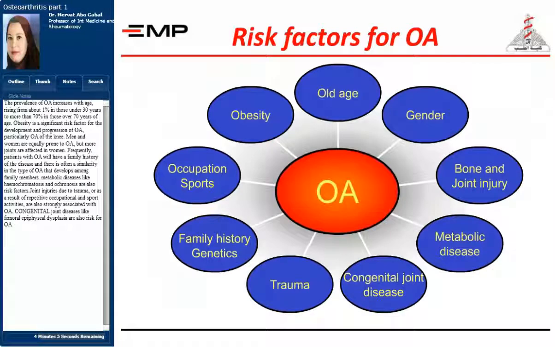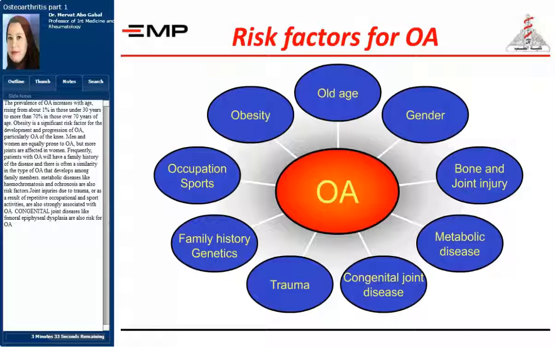Regarding risk factors for osteoarthritis, the prevalence of osteoarthritis increases with age, rising from 1% in those under 30 years to more than 70% in those over 70 years of age. Obesity is a significant risk factor for the development and progression of osteoarthritis, particularly osteoarthritis of the knee. Females are more prone to osteoarthritis. More joints are affected in women.